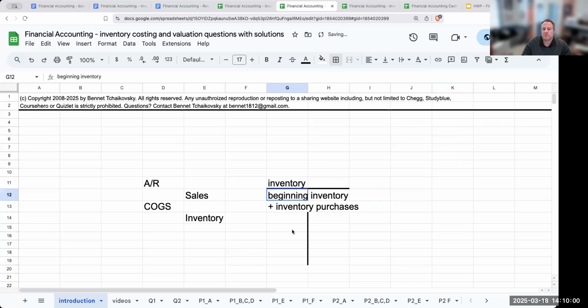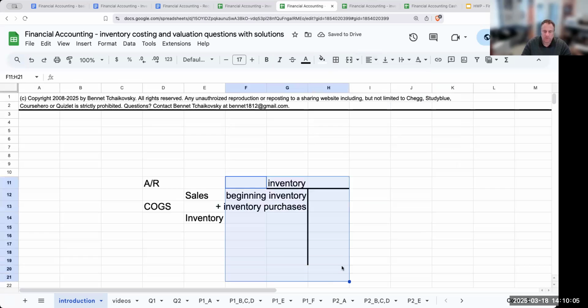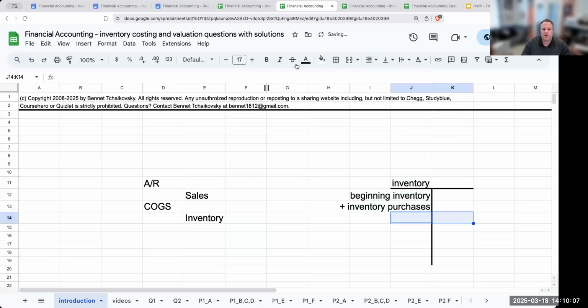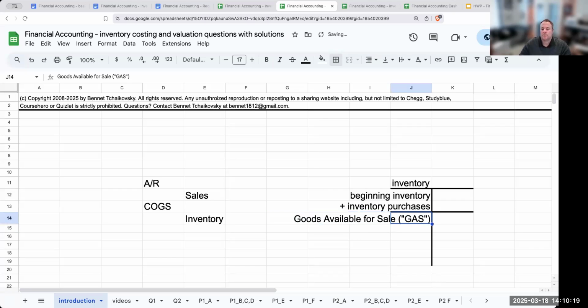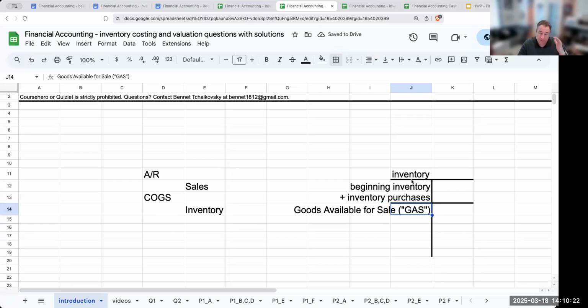And this is going to give me something called GAS, right? Not that kind of gas, but the kind of gas that is for accounting, which is basically going to be our goods available for sale. This dollar amount is incredibly important because, as you'll see when you're going through these questions, this will be exactly the same as we're going through and doing them.